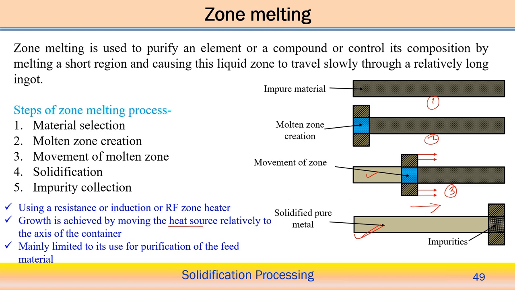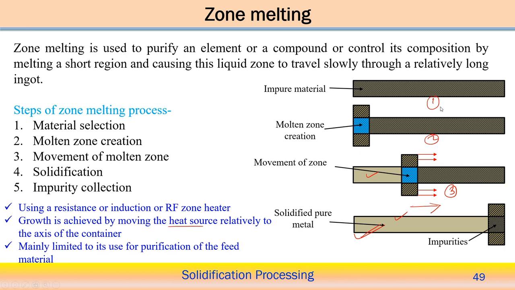So, growth is achieved depending on the heat source, which moves with respect to the geometric shape of the component in which we are performing the zone melting operation, but it is mainly limited to use for the purification of the feed material. Whether purification will occur or not depends on the segregation coefficient value for this particular alloy system.